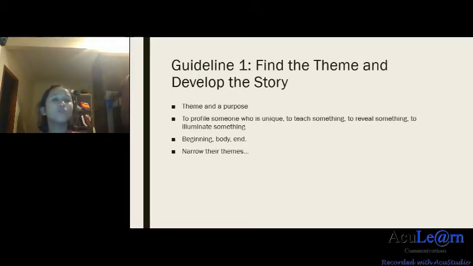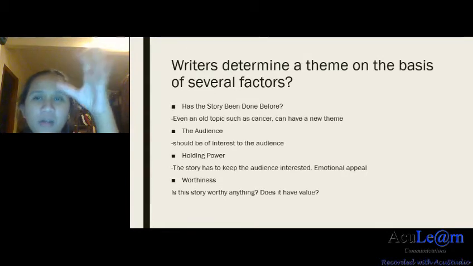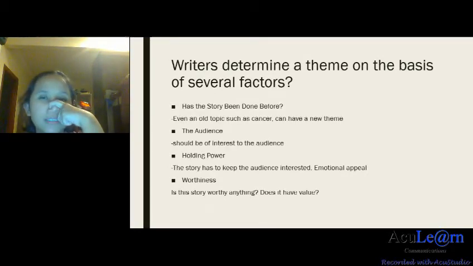You must know what you want to talk about. Find one particular issue. Don't talk about seven different issues in one story. People will be very distracted, especially readers. So it's important to find only one particular theme for your feature story. Okay, so writers will determine a theme on the basis of several factors.